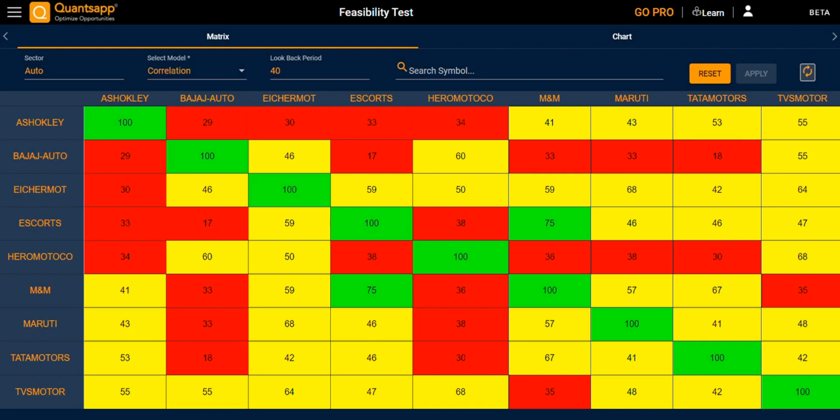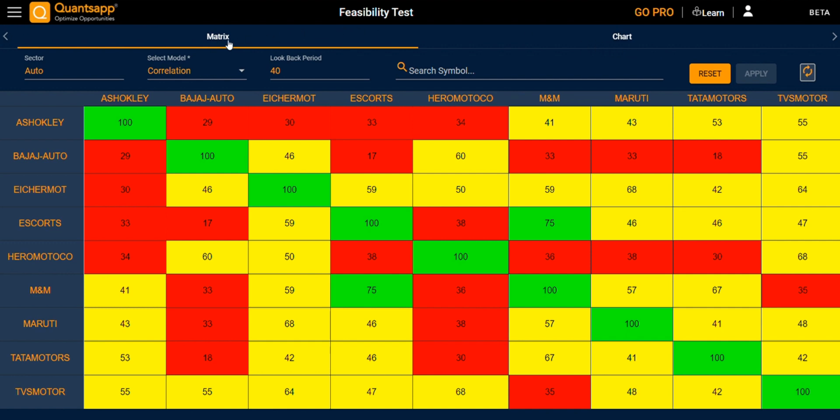Hello everyone. In this demo video, we will be looking at the feasibility test in pair trading. Feasibility test gives the feasibility of a pair on the basis of statistical models. Moving towards the tool, you have two sections. The first one is metrics and the second one is chart.